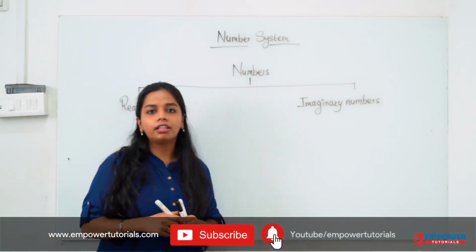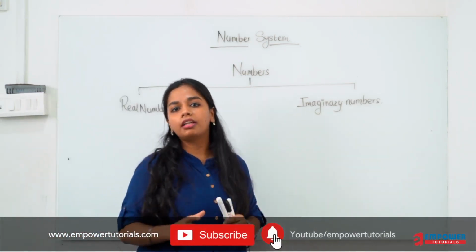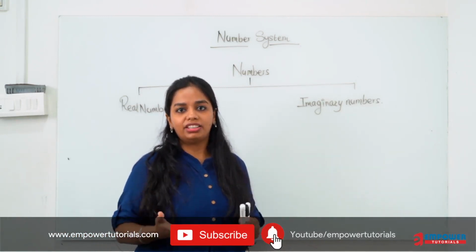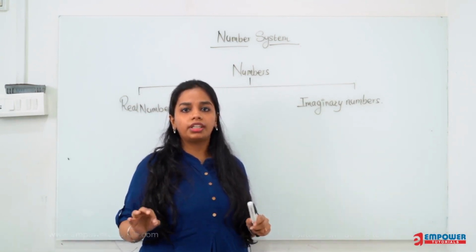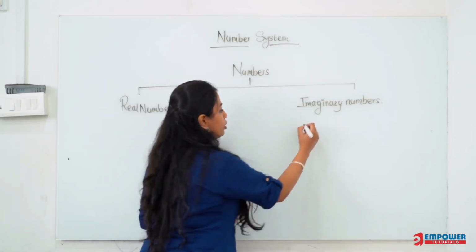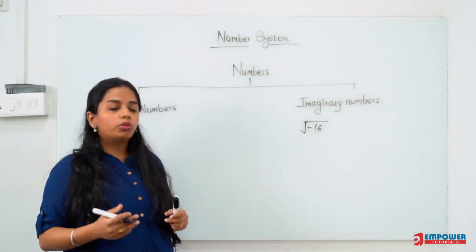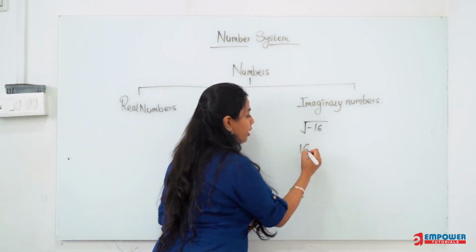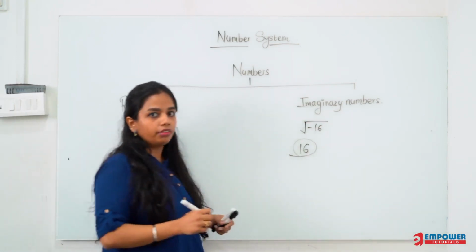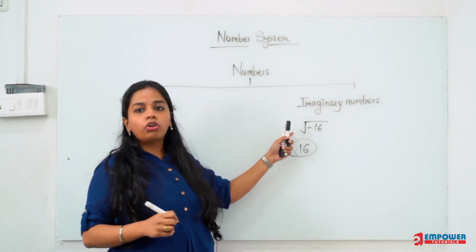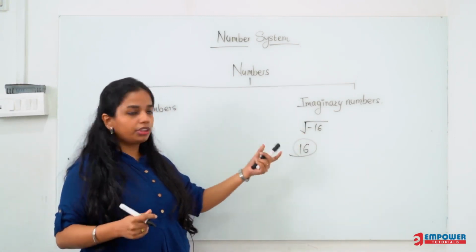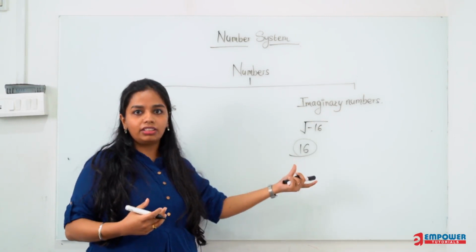Now what are imaginary numbers? Imaginary numbers are nothing but the numbers which we imagine, those numbers which do not exist. For example, if I ask you to take the square root of minus 16, is it possible? No, because the square of any number will always be a positive number. So the square root of minus 16 is not possible, or it is an imaginary number.